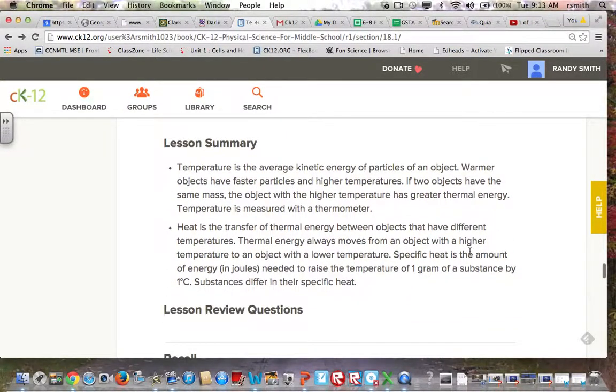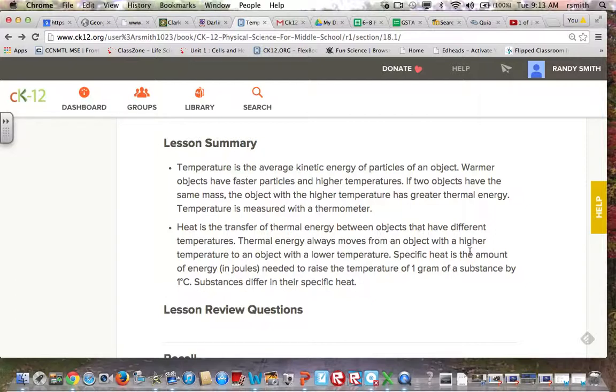All right, well, that's pretty interesting. So in summary, temperature is the average kinetic energy of particles of an object. Warmer objects have faster particles and higher temperatures. If two objects have the same mass, the object with the higher temperature has greater thermal energy. Temperature is measured with a thermometer. Likewise, if you have two objects of different sizes, the one that has more mass will have greater thermal energy.